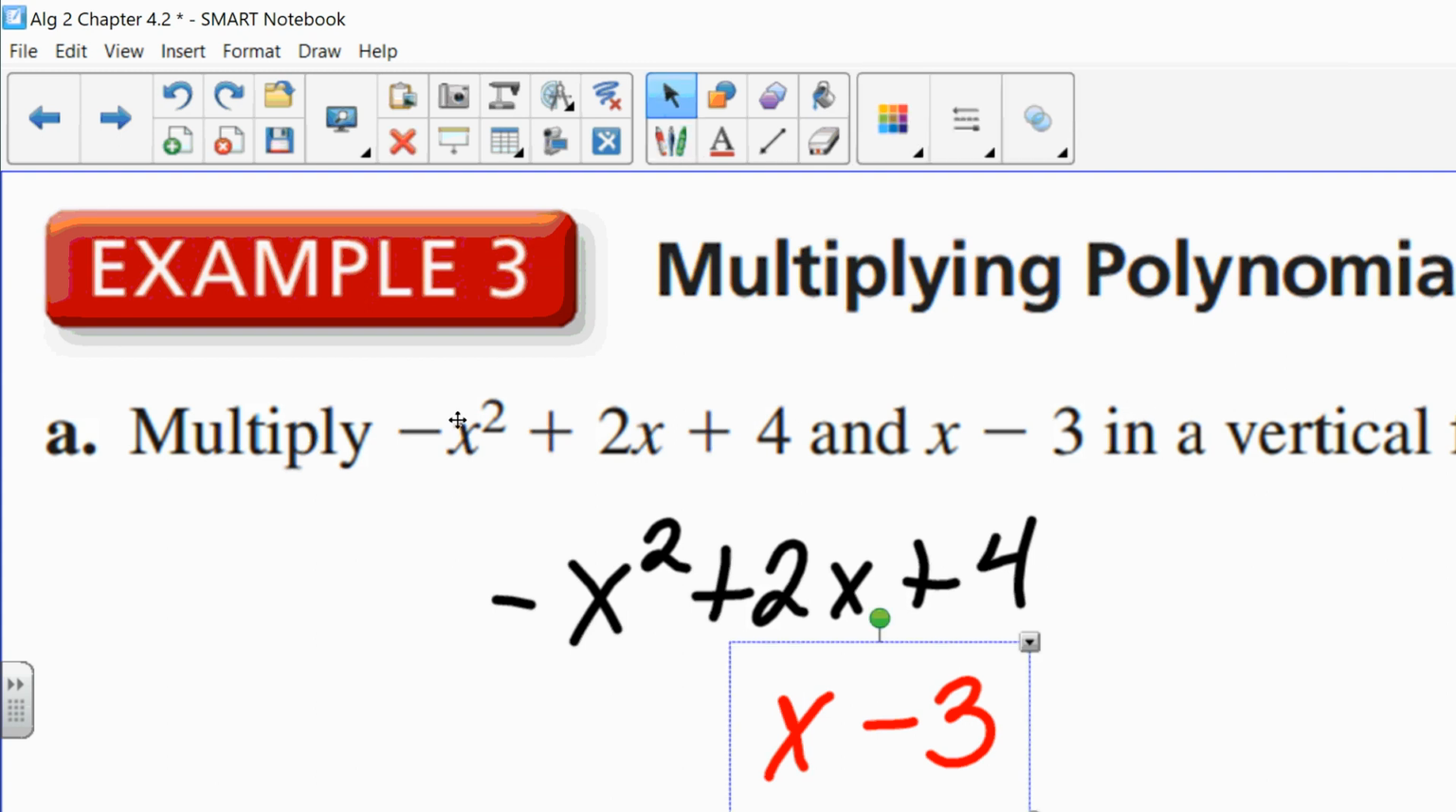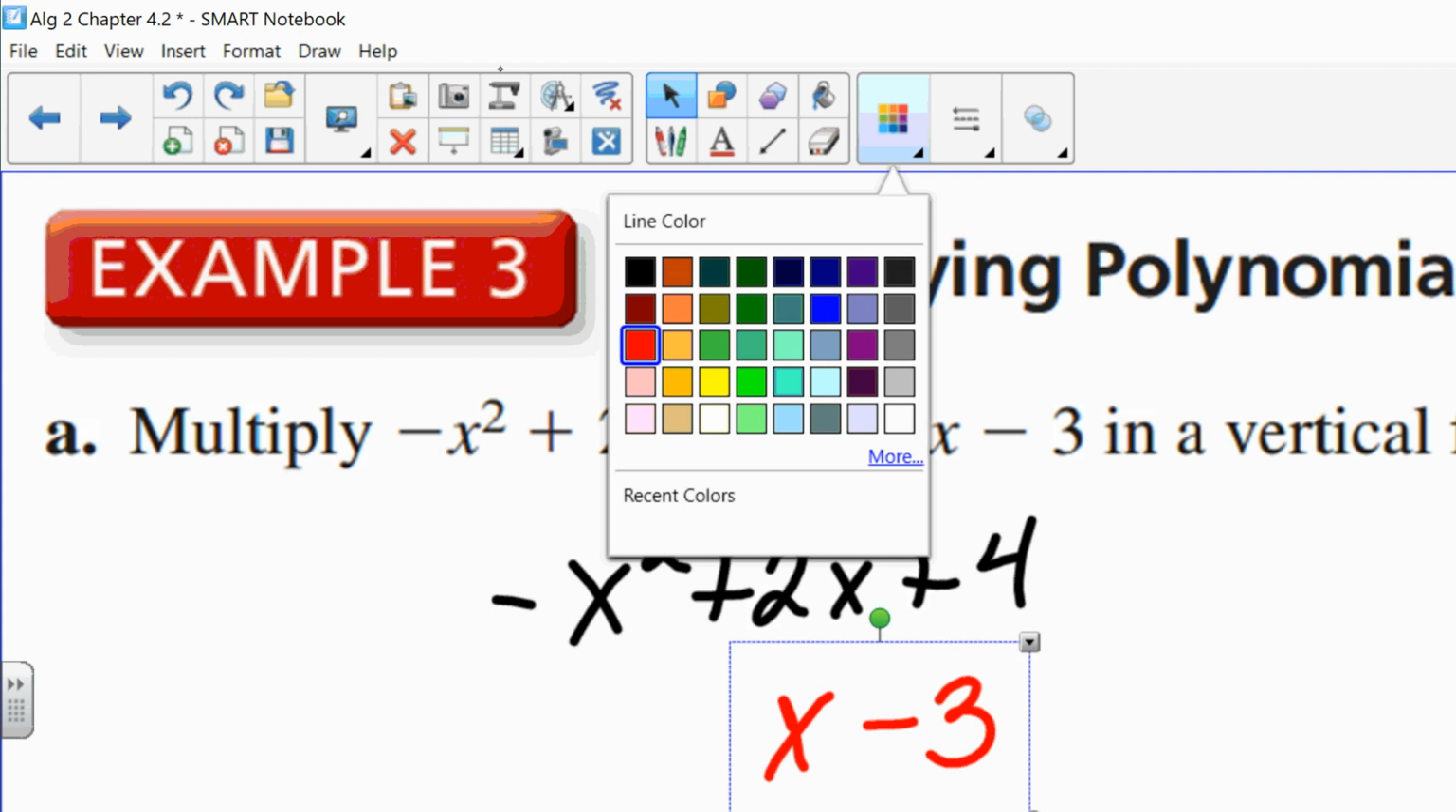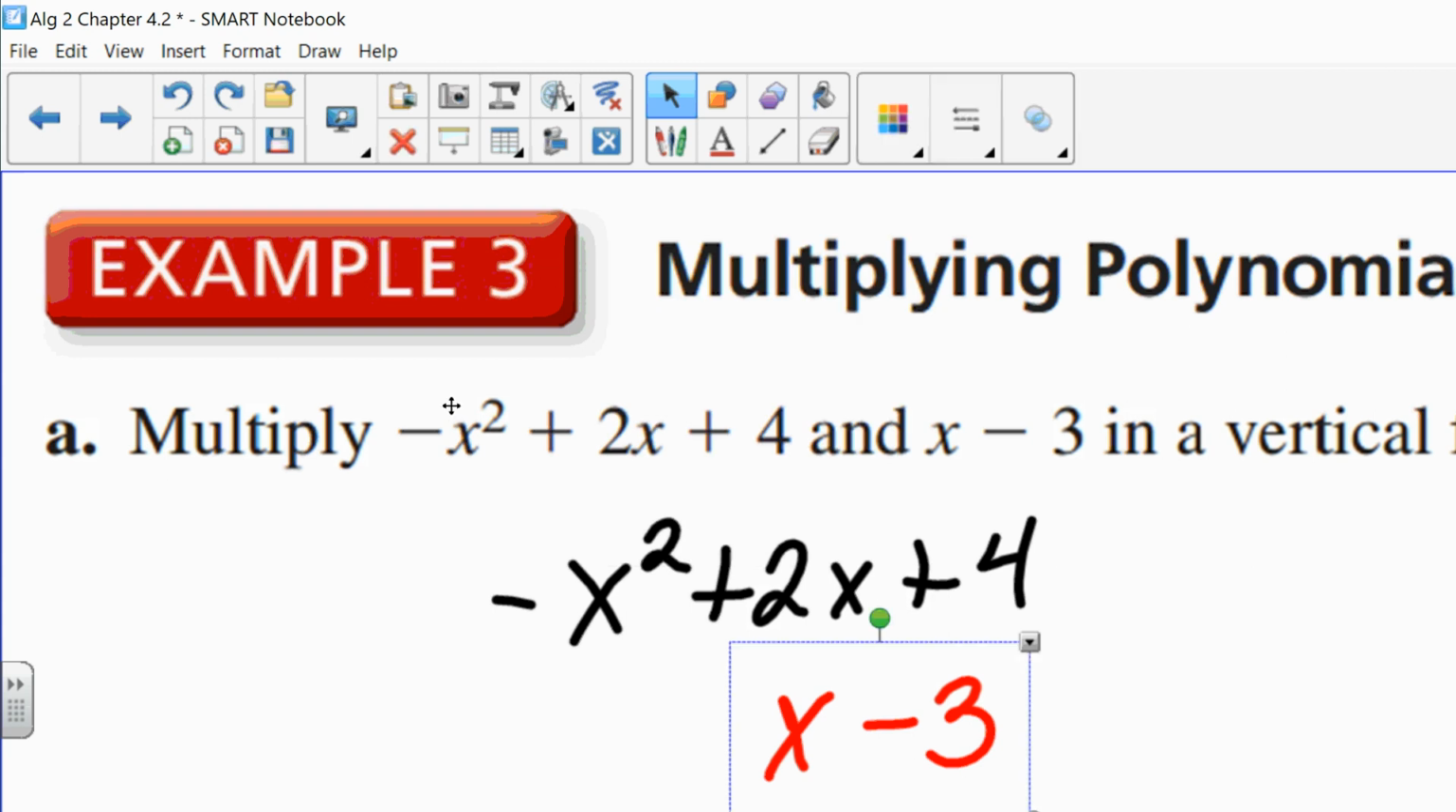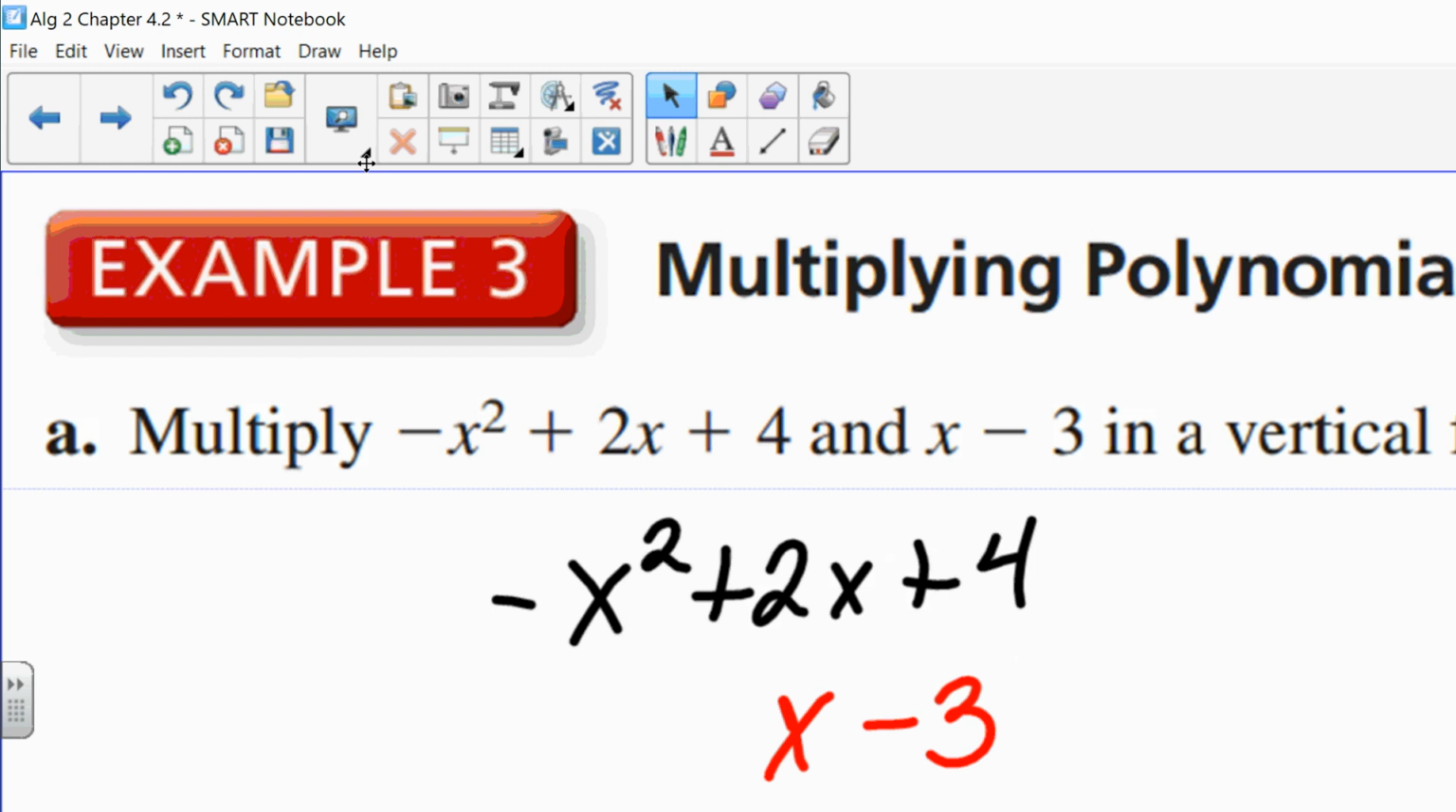Different color. Okay, whatever. Try it one more time. Won't work. Okay.